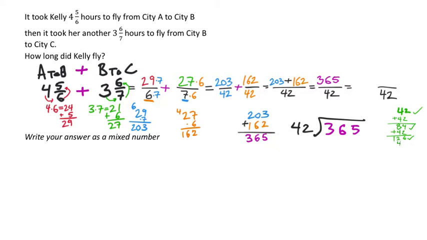126, let's add another 42. This will be our fourth multiple, right? 6 plus 2 is 8. 2 plus 4 is 6. 168. Add another 42. This will be our fifth multiple. 8 plus 2 is 10. Carry the 1. 1 plus 6 is 7. Add the 4 is 11. Carry that 1. 1 plus 1 is 2. So there's our fifth multiple.